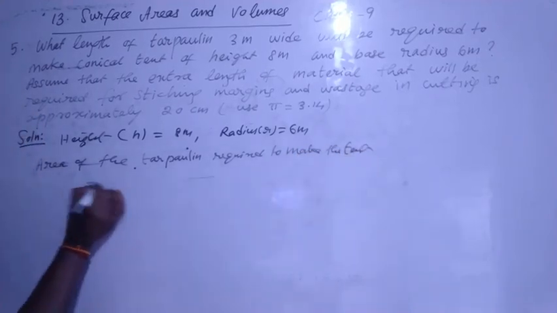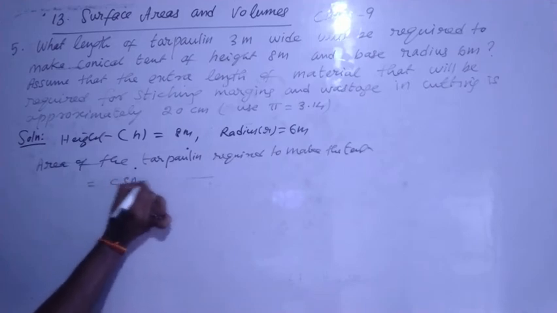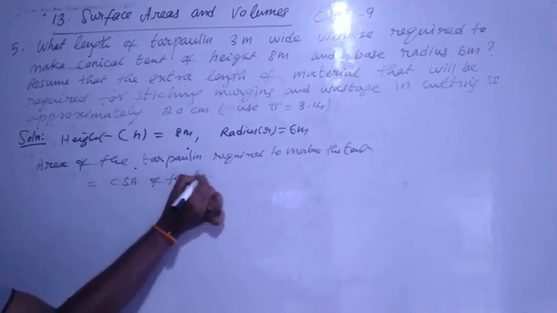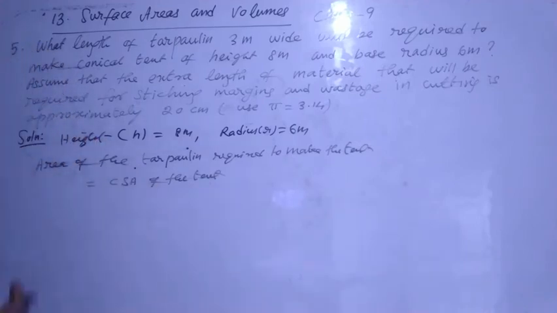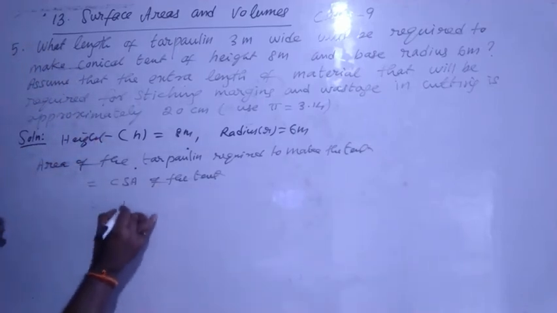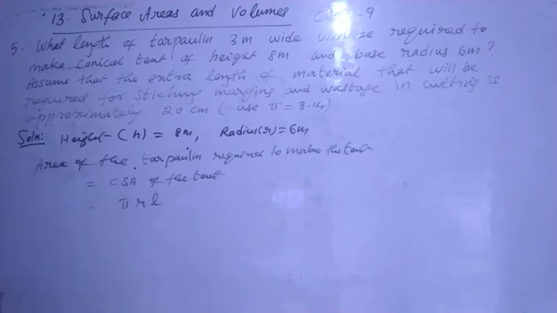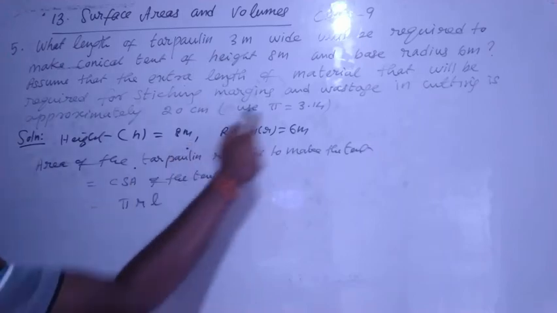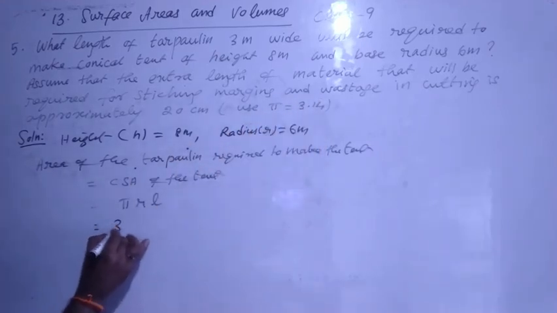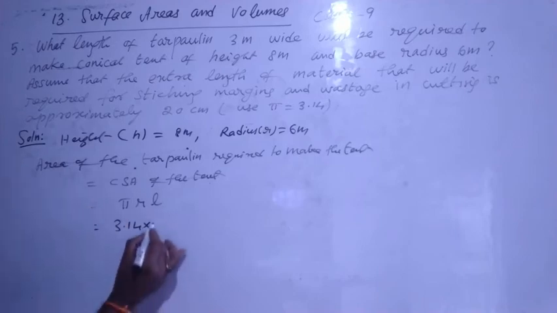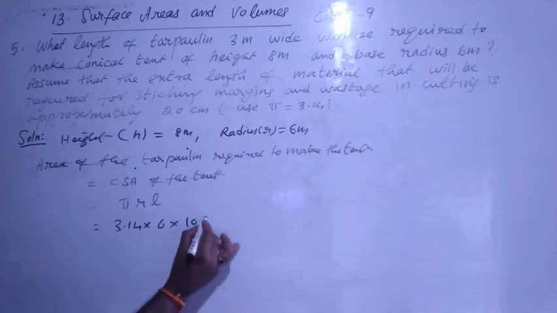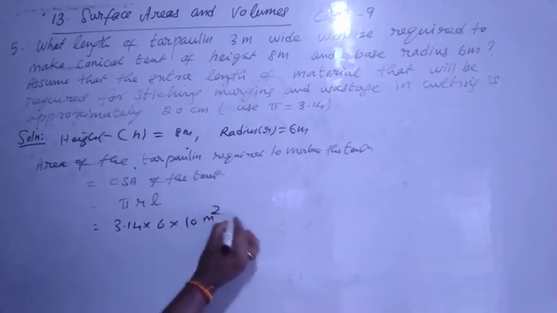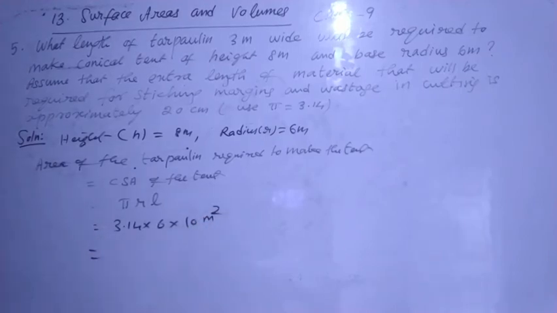Okay, so what can it be here? CSA of the conical tent. It's called CSA of the tent, curved surface area of the tent. How much canvas tarpaulin is required to make the tent? This canvas is tarpaulin here. So CSA is pi r L, so pi into R into L. Pi value is already given in the question, 3.14, and radius we know is 6 meter into slant height 10. So meter square area. Okay, let's multiply now.